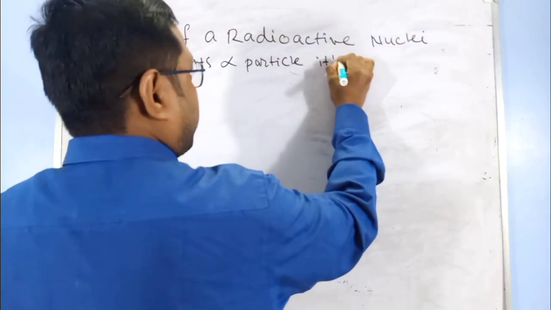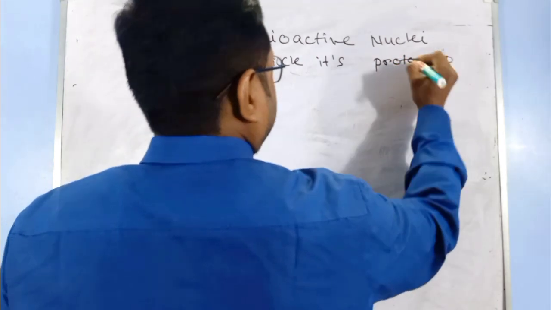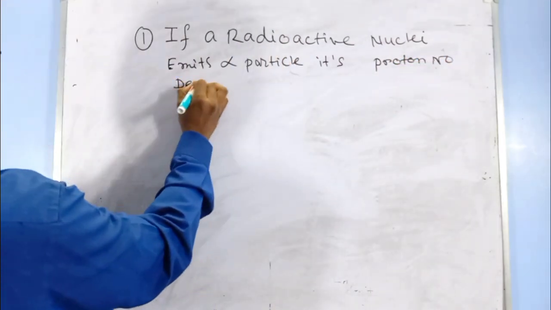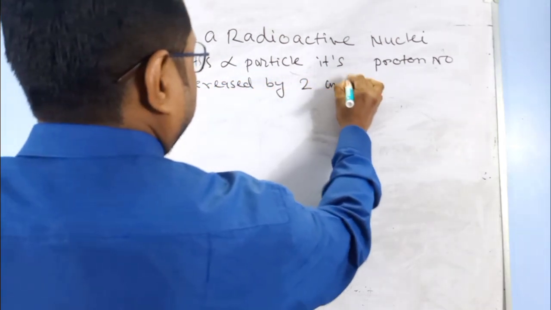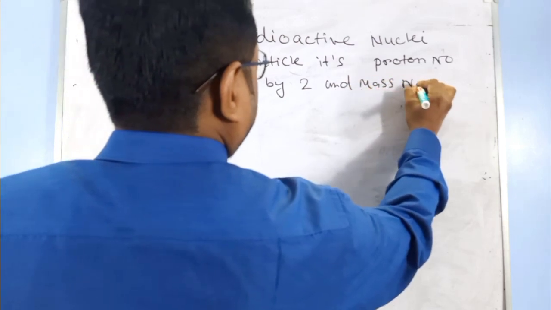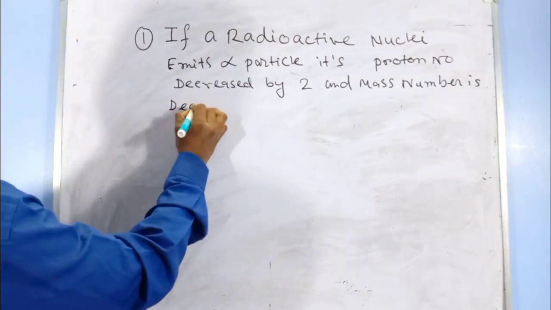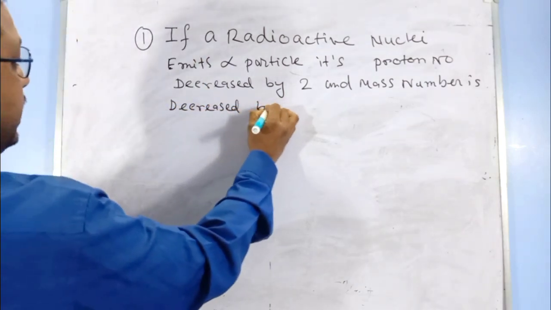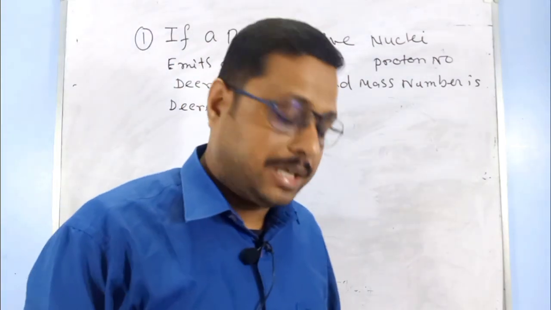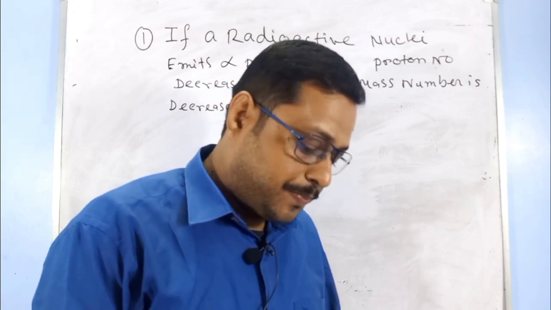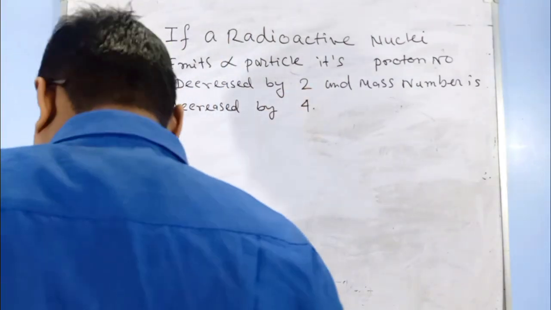its proton number is decreased by 2 and mass number is decreased by 4. As alpha particle is helium, helium has 2 protons and 4 mass number, so mass number is reduced by 4 and proton number is reduced by 2.